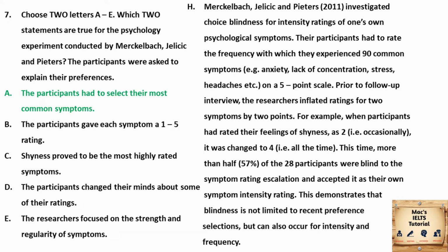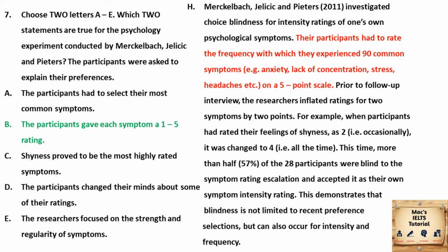The participants had to select their most common symptoms. Now, if you go through the para, you can find that there is no such information provided. Hence, we shall move on with the next statement. The participants gave each symptom a 1 to 5 rating. Skimming through the para, you can notice that the second sentence states that the participants had to rate the frequency with which they experienced 90 common symptoms.